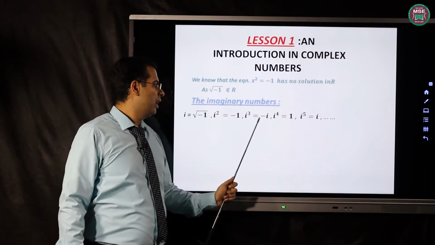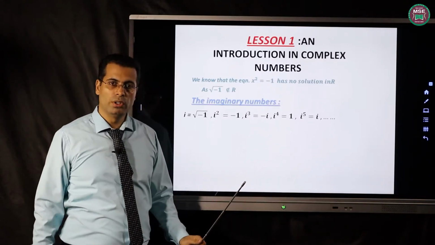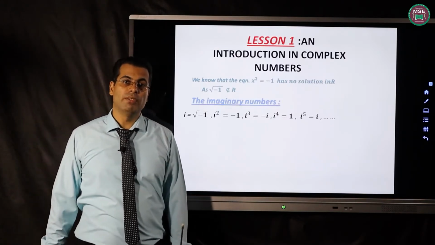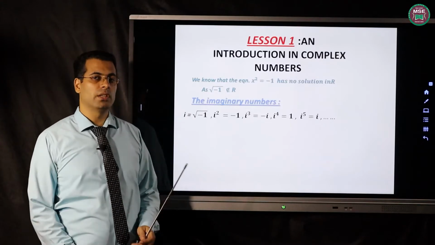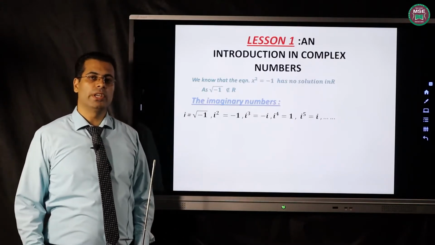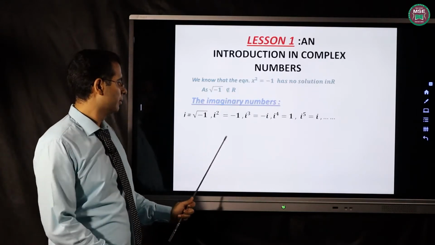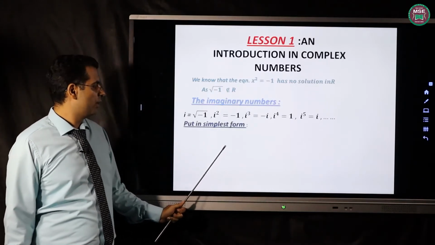I power 3 gives me -I, and so on. I power 8 equals 1. I power any number divisible by 4 gives me 1, such as I power 4 equals 1, I power 8 equals 1, I power 40 equals 1, and so on.